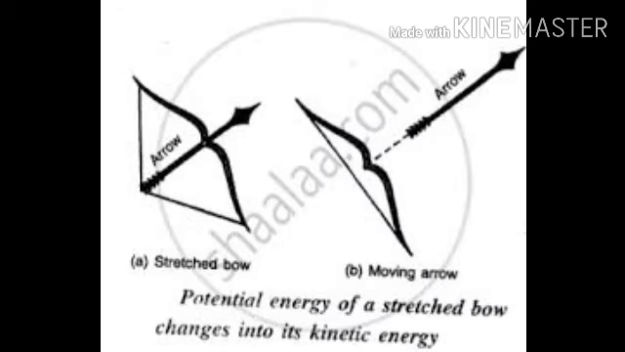Now we see the second example. In figure A, the stretched bow has potential energy because of its stretched position. Now in figure B, when the stretched bow is released, the potential energy of the bow changes into kinetic energy. This kinetic energy does work on the arrow and makes the arrow move.